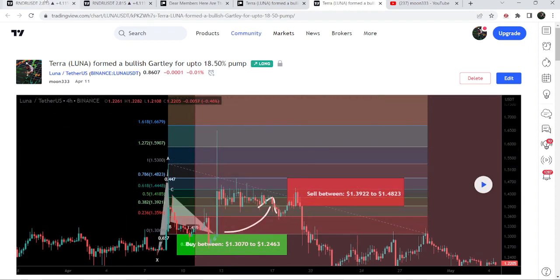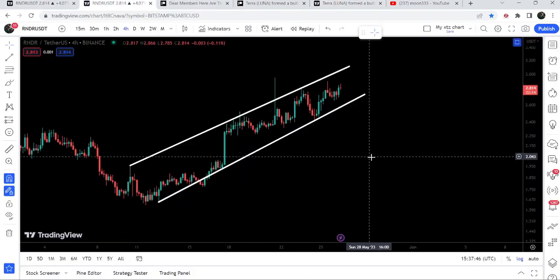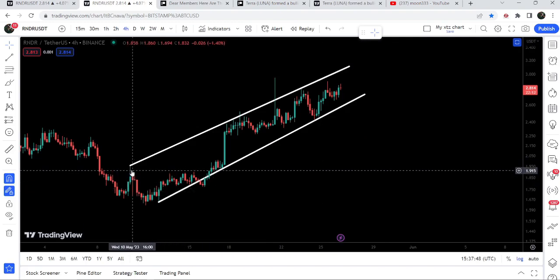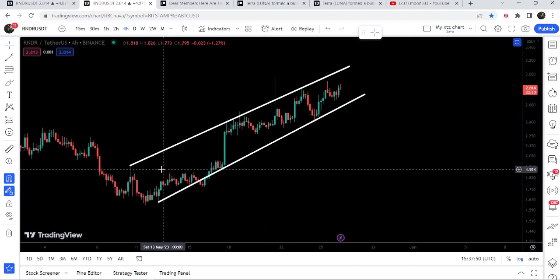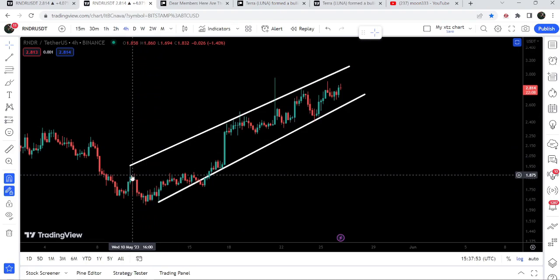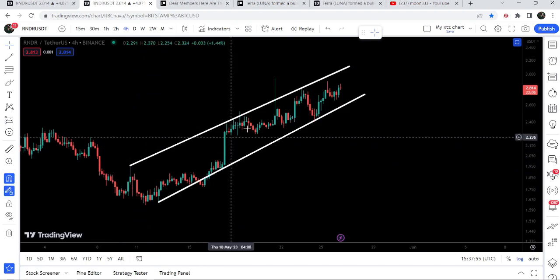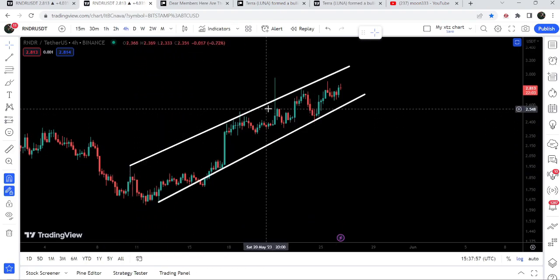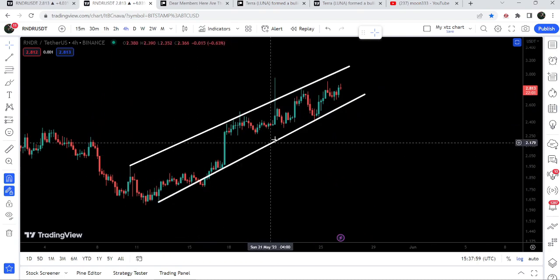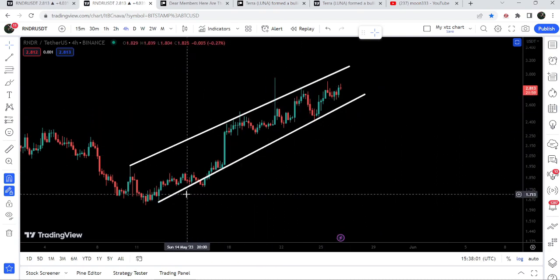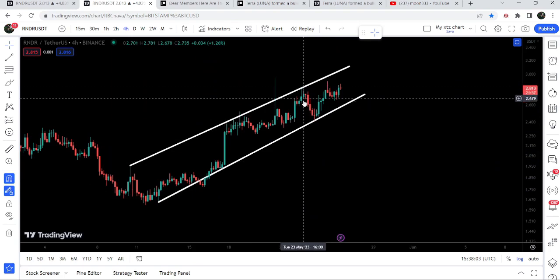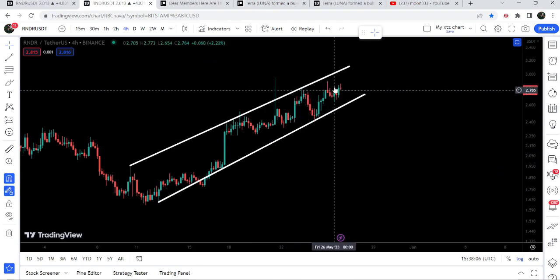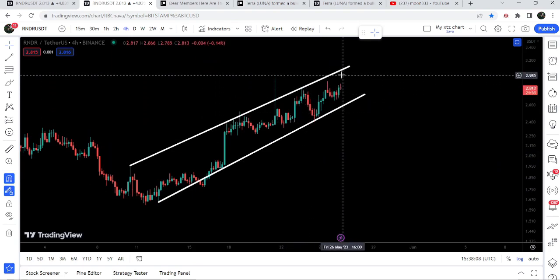Now, let me take you first to this 4-hour time frame chart. And here we can see that Render is moving inside this rising wedge pattern since 10th of May 2023. And you can see we have stable rejections by the resistance and stable bounces from the support as well. And now the price has again bounced from this support and is moving towards the resistance of this rising wedge pattern.